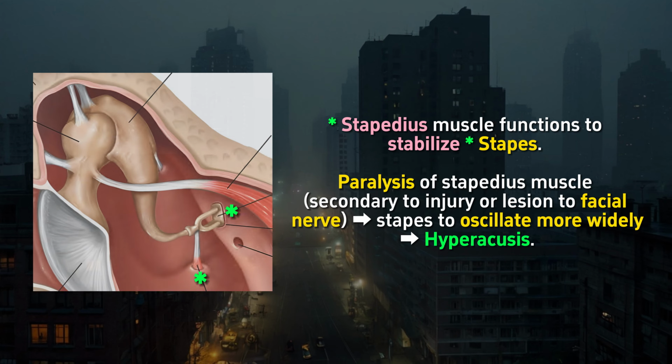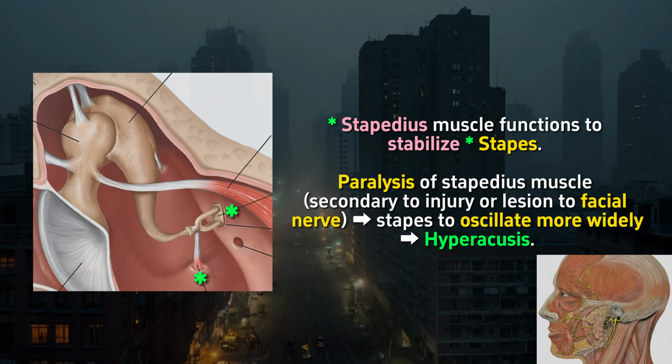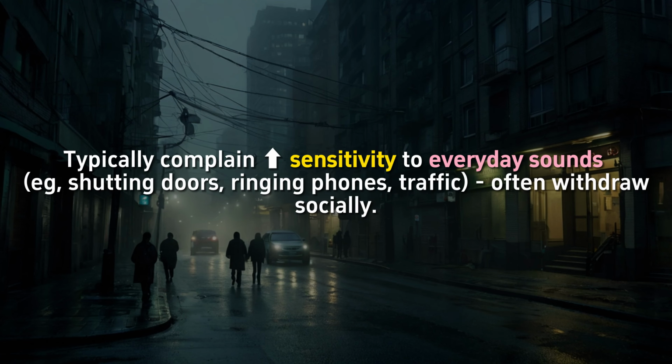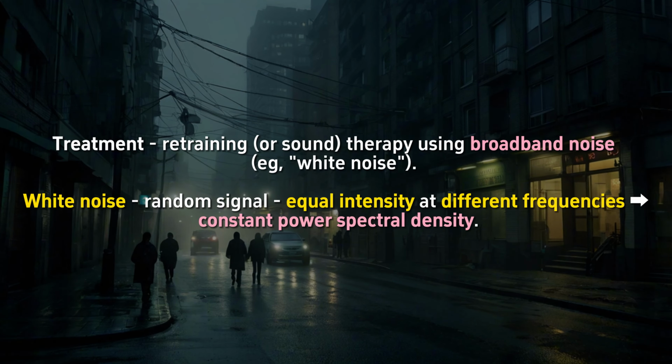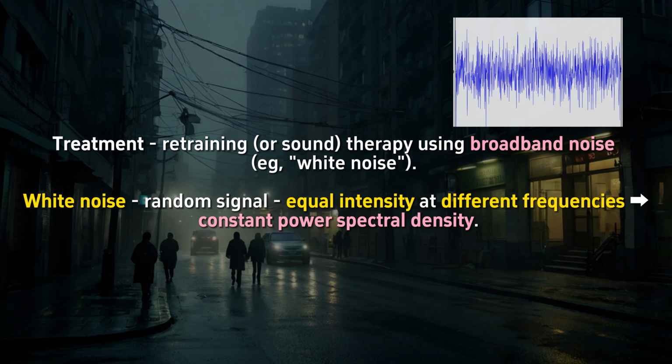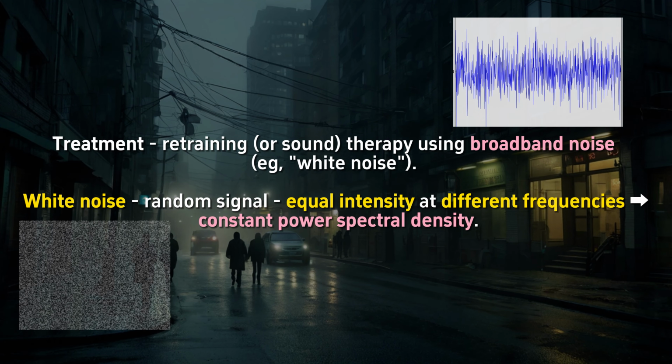Paralysis of the muscle secondary to an injury or lesion to the facial nerve causes the stapes to oscillate more widely, producing hyperacusis. Patients will typically complain of increased sensitivity to everyday sounds, for example, shutting doors, ringing phones, traffic, and will often withdraw socially as a result. Treatment consists of retraining or sound therapy using broadband noise, for example, white noise. White noise is a random signal having equal intensity at different frequencies, giving it a constant power spectral density.